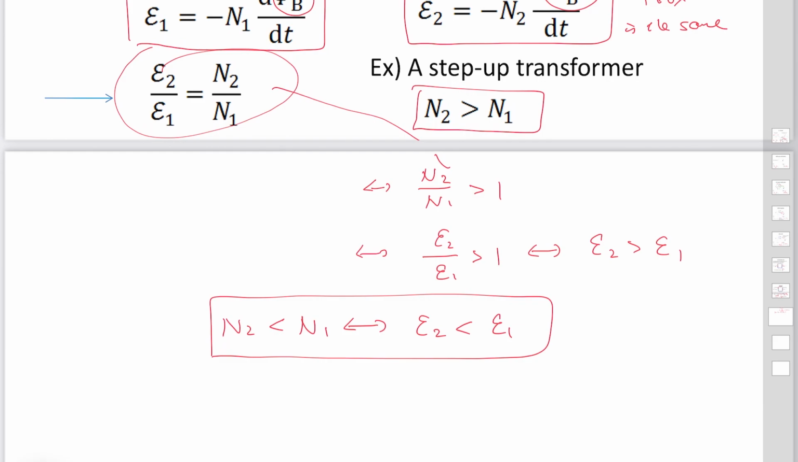In today's session, I explained two important applications of electromagnetism. The first one is AC to DC converters. The second one is transformers. This is the end of today's session.